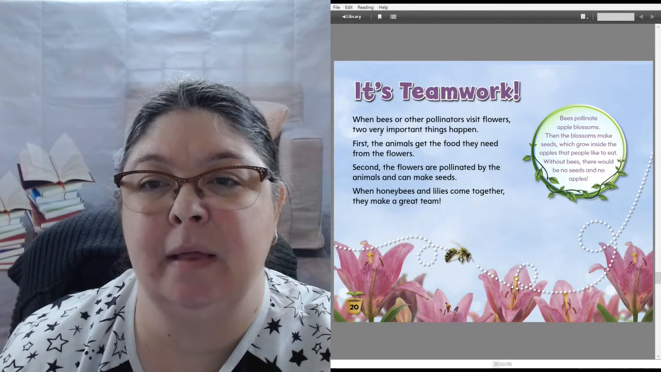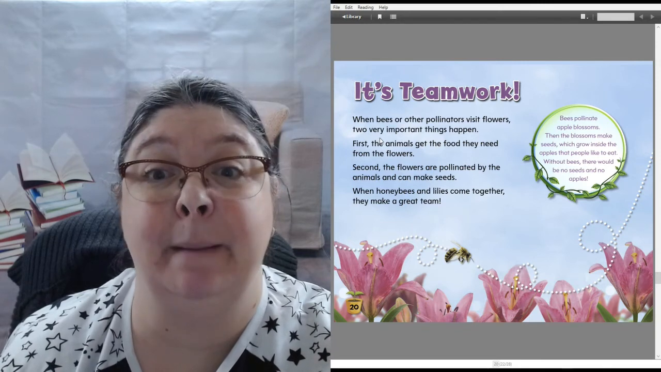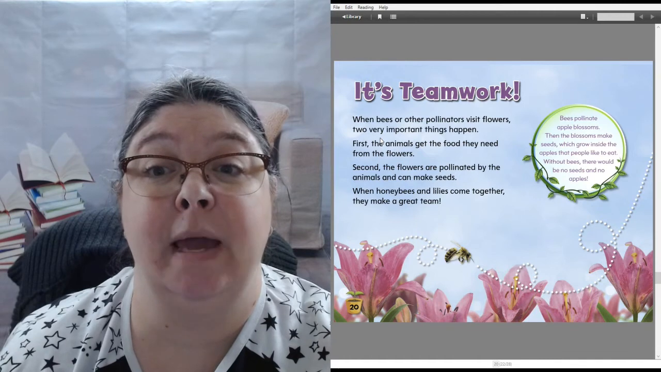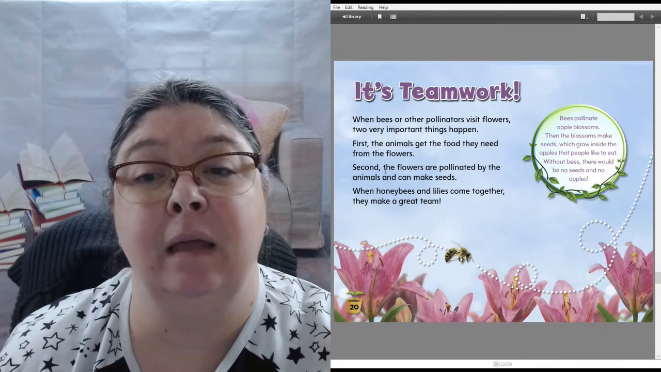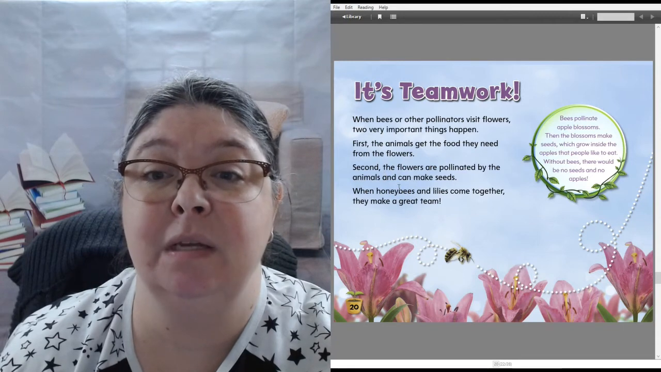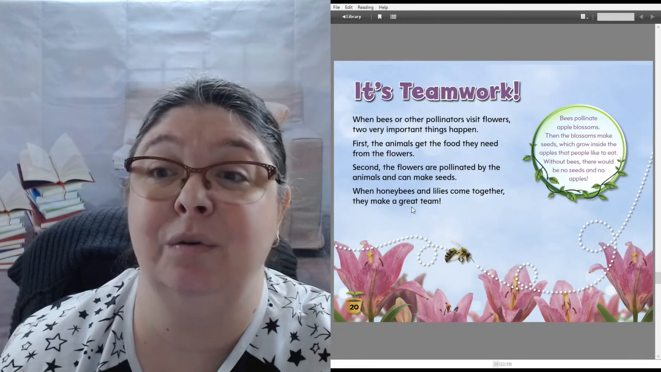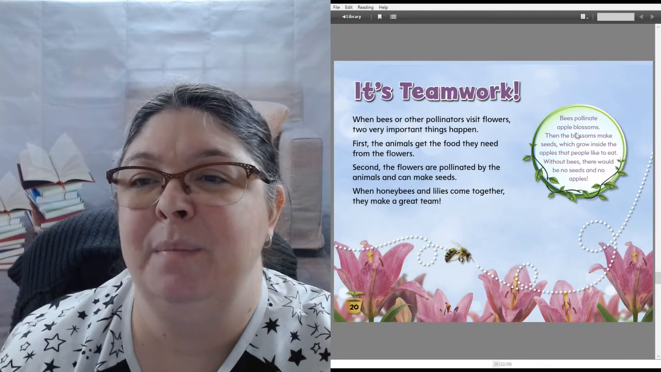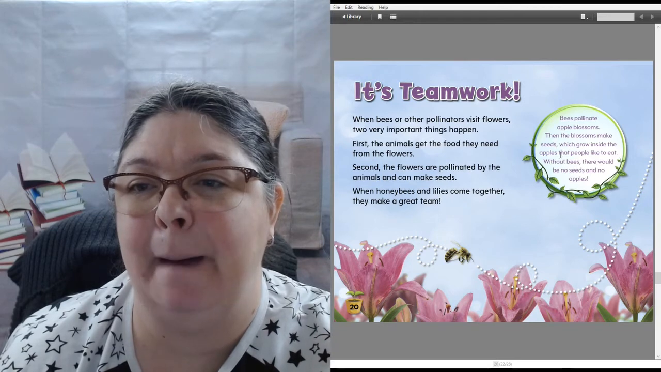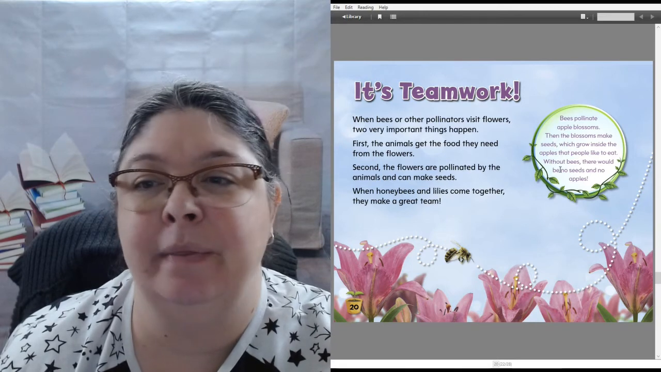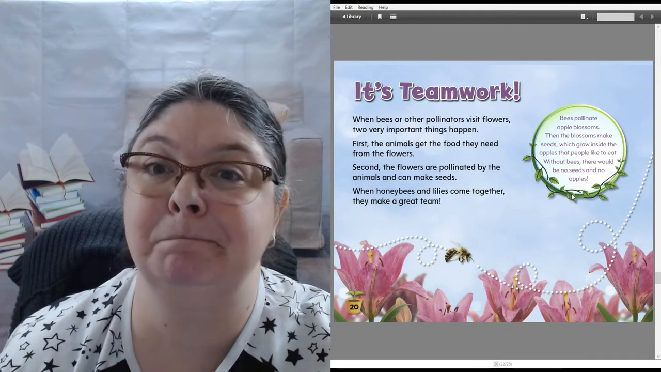When bees or other pollinators visit flowers, two very important things happen. First, the animals get the food they need from the flowers. Second, the flowers are pollinated by the animals and can make seeds. When honeybees and lilies come together, they make a great team. Bees pollinate apple blossoms. Then the blossoms make seeds which grow inside the apples that people like to eat. Without bees, there would be no seeds and no apples.